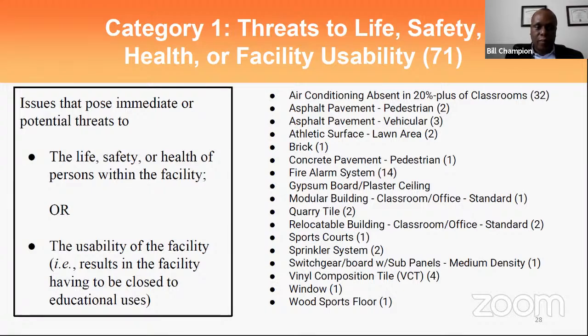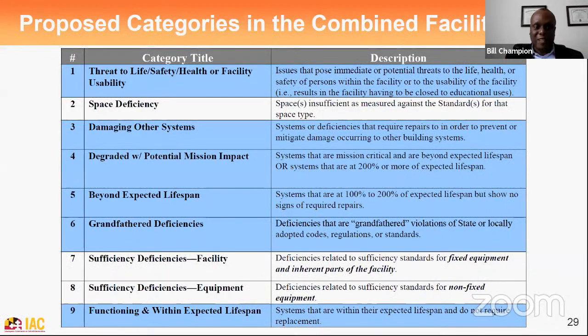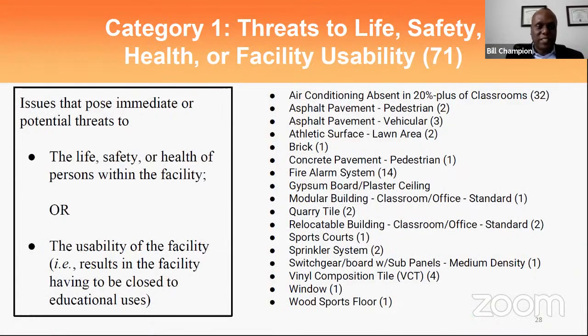However, when 20% of the classrooms are not air conditioned, it's more than likely the school will be closed for the day. The remainder of the issues are related to system components that pose a threat to occupants or the facility's usability, including a failed fire alarm system, dangerous electrical switchgear, trip hazards, or crumbling masonry.